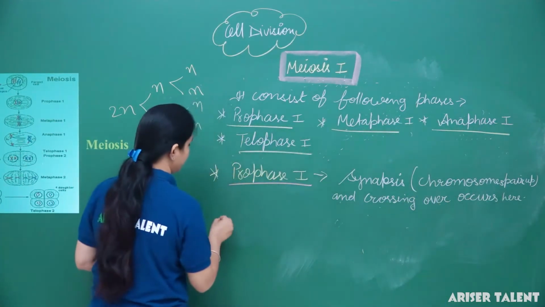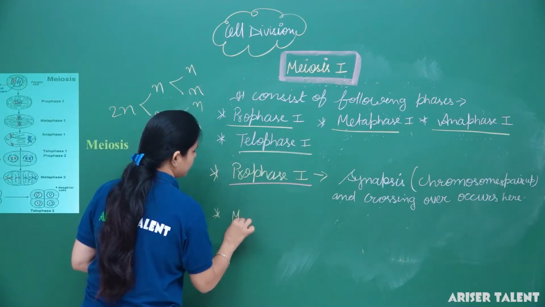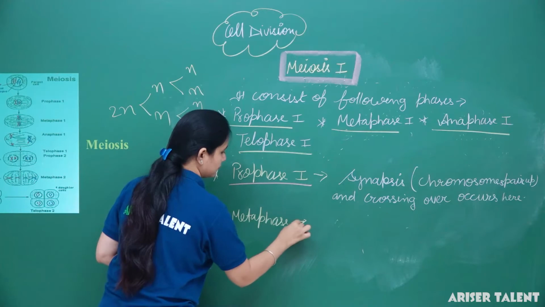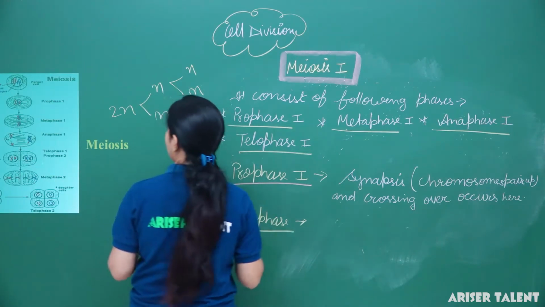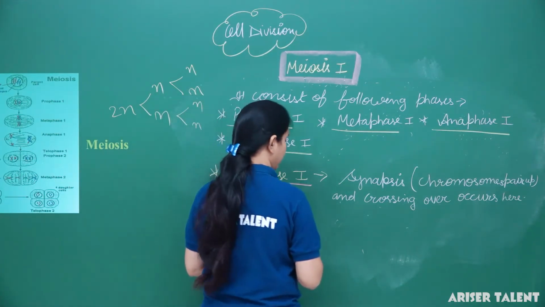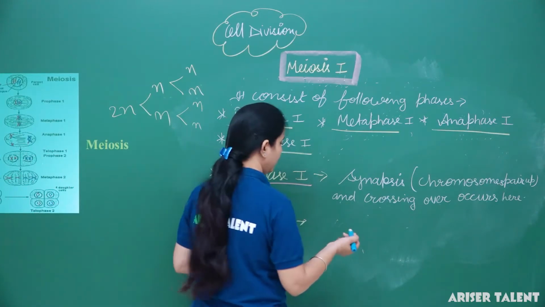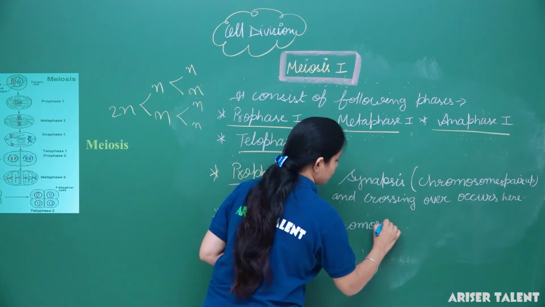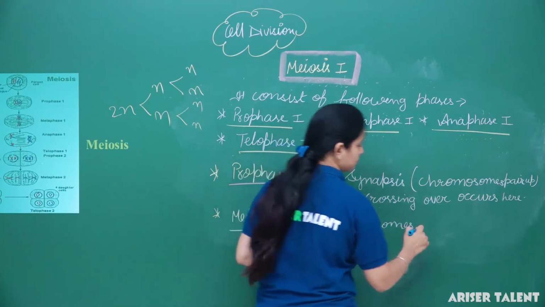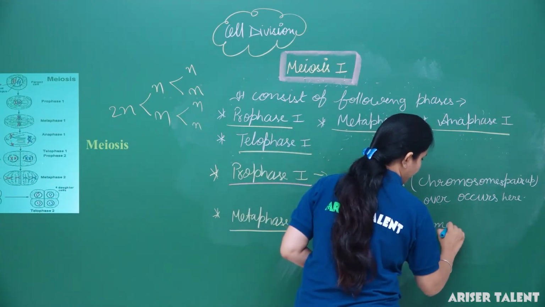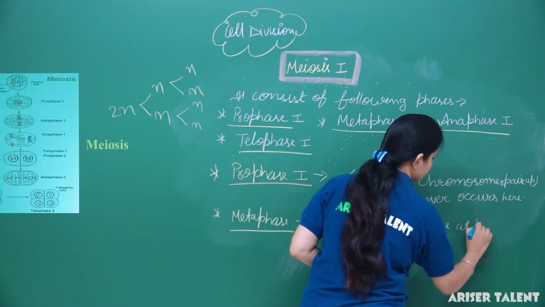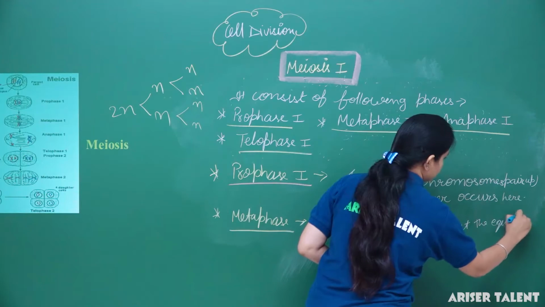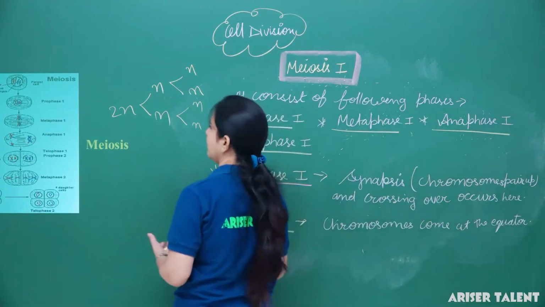Next is metaphase. What happens in metaphase? Again, chromosomes come to the equator, or reach the equator.